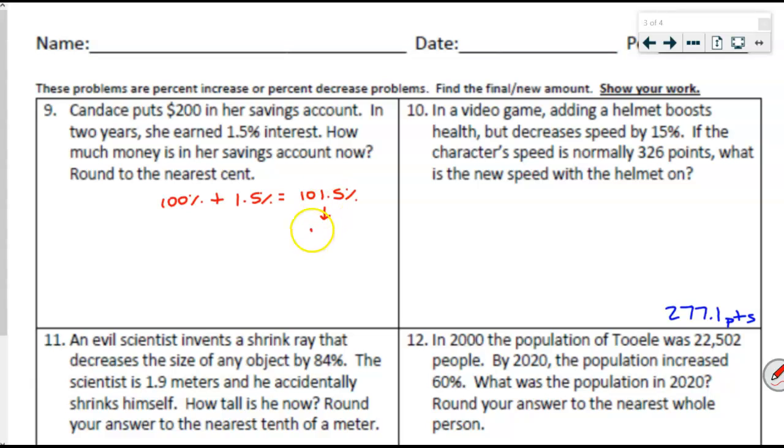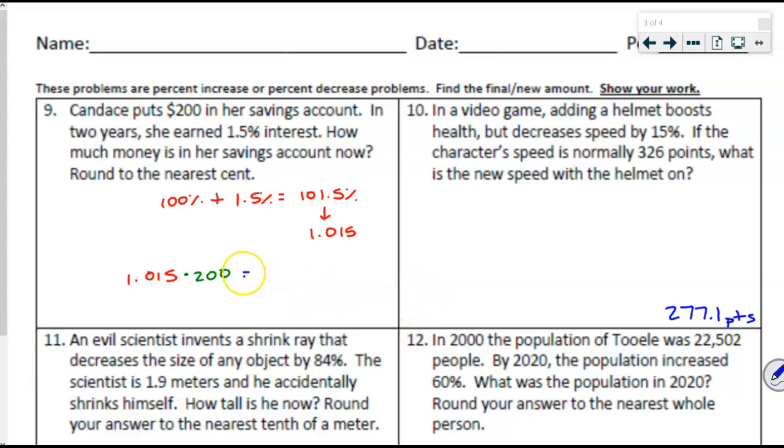101.5% is going to be 1.015. So yes, this time our decimal that we're calculating with has an extra decimal place value, but it makes sense because our percent also had a tenths of a percent. So 1.015 multiplied by the $200 that she has in her savings account, 1.015 times 200. I got $203.